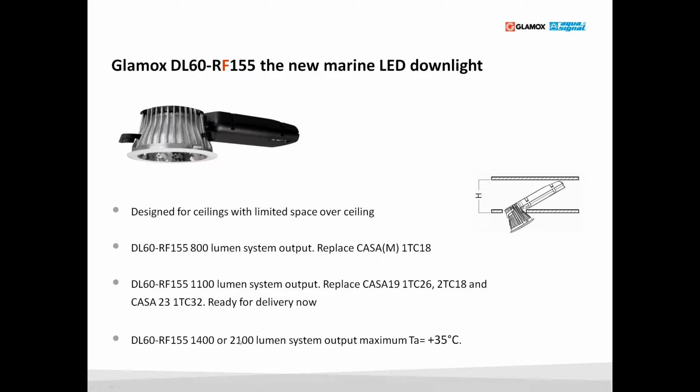And then we have also this 2100 lumen, and as I said, we have 35 degrees ambient temperature on that one. That's a lot of light. The meaning of this 2100 lumen is when you have staircases, for instance, with very high ceiling heights, then you can use it.